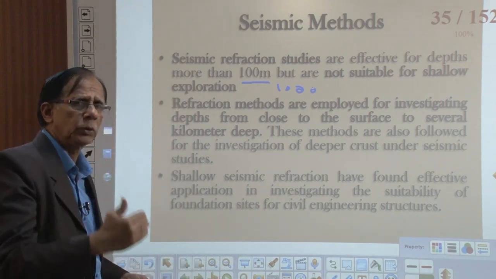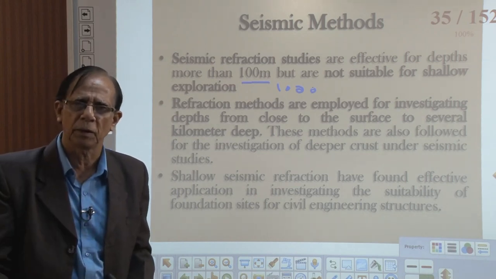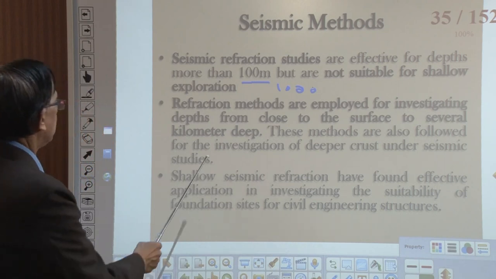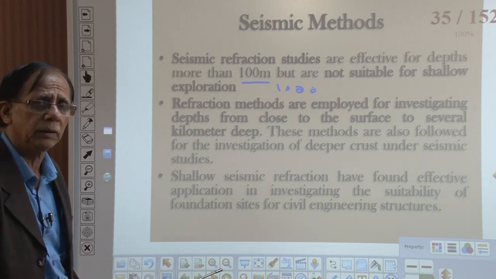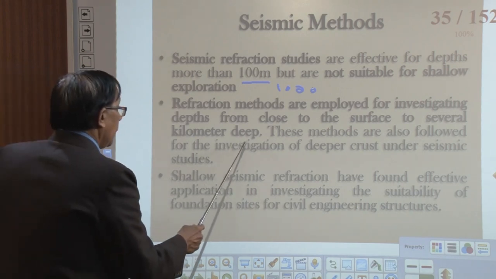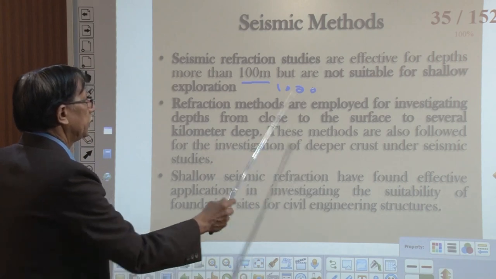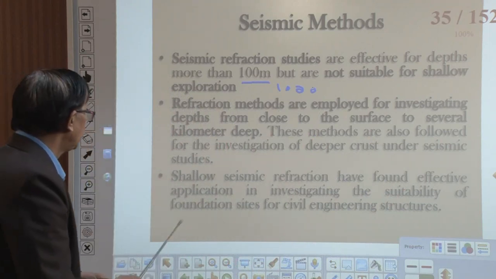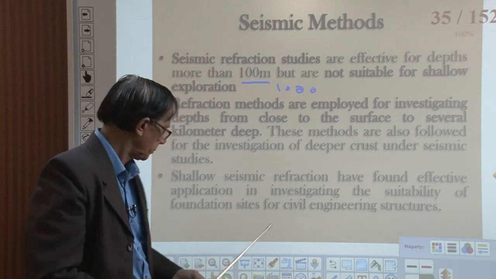Therefore, in most civil engineering projects, we generally do not go for 100 meter or 1000 meter, or even 500 meter depth. We don't go for any foundation at such depth, and this method has a limitation. Okay. People do follow it for depths close to the surface. If there is thick soil over hard rock, then yes, but if the soil cover is only 1 meter, 2 meters, it is difficult. Of course, up to kilometers deep, this is ideal for investigation of the deeper crust. Shallow seismic refraction people do follow, and its suitability for foundation sites in civil engineering projects has been tried, but it has certain accuracy limitations.